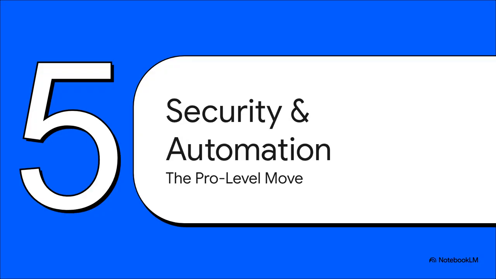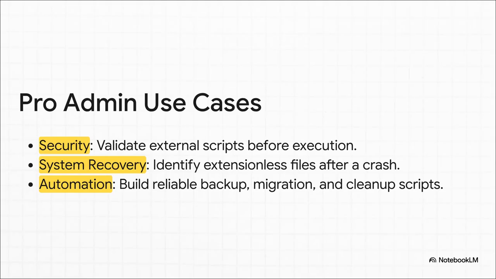Okay, so let's level up. Using file for everyday tasks is one thing, but really weaving it into your security and automation strategy, well, that's what separates a good admin from a truly great one. This is where we stop just reacting to problems and start preventing them. On the security front, you should never run a script you downloaded without first using file to make sure it's actually a script. For system recovery, imagine a crash leaves you with a directory full of files with no names. File is how you figure out what's what. And for automation, you build rock-solid scripts that handle files based on what they are, not what they're called.